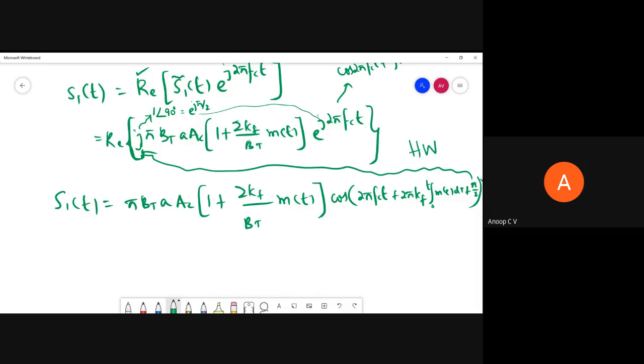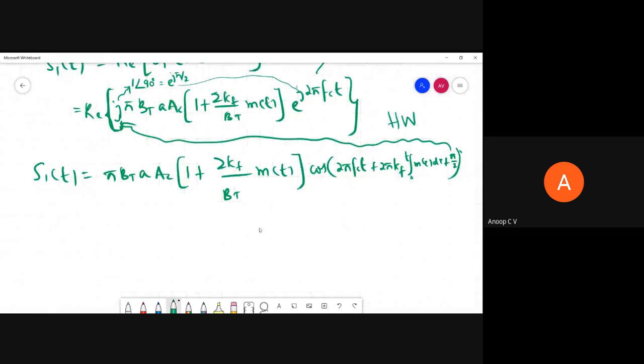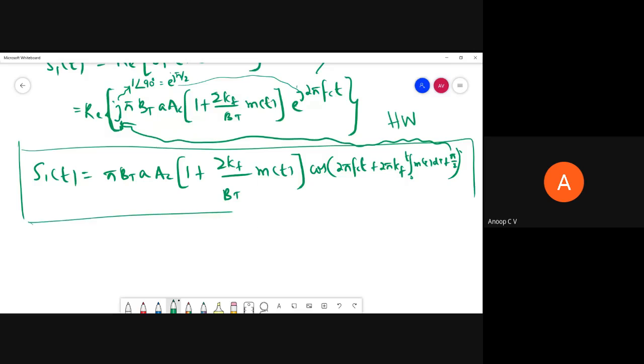Even though the expressions are a bit lengthy and look complicated, if you try it out step by step, for sure you will get these results. You don't have to simply mug up or memorize anything. We are just applying whatever we are supposed to know here. So this is the expression for s1 of t, and you can now compare it with our standard AM signal.